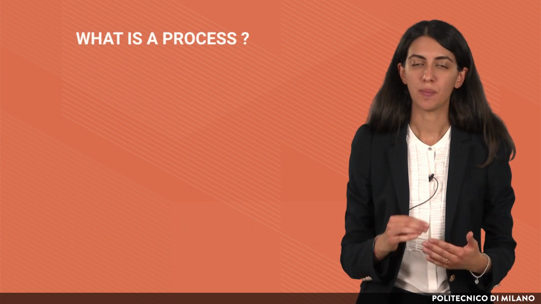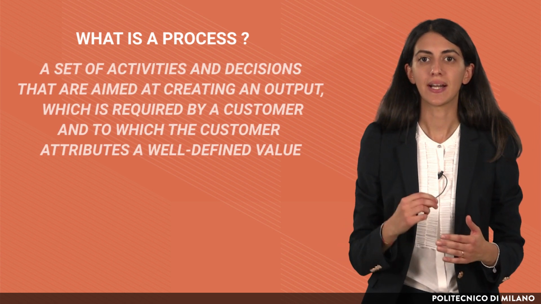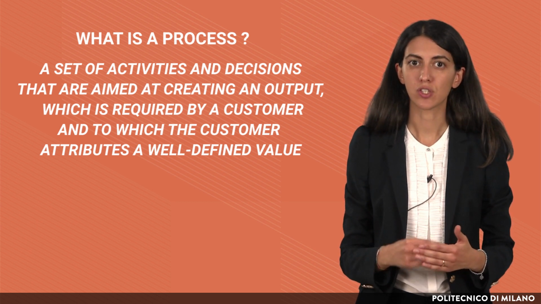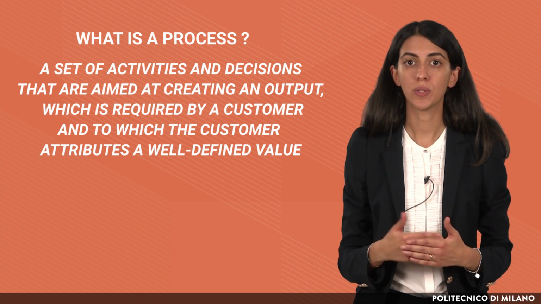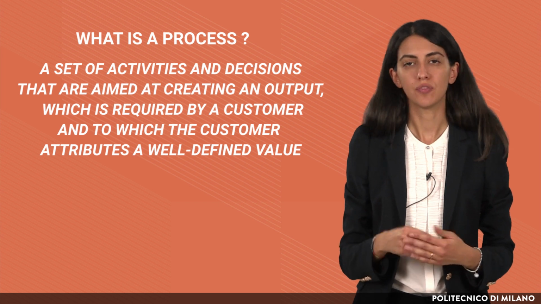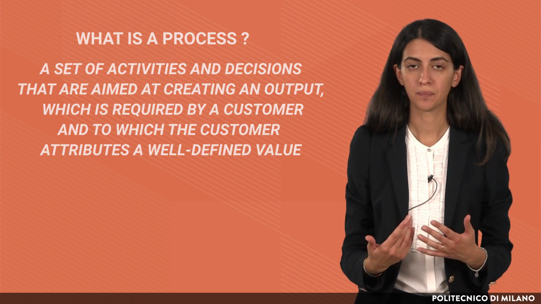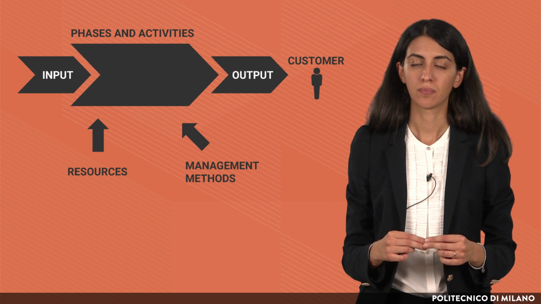But what is a process? A business process is defined as an organized set of activities and decisions that are aimed at creating an output which is required by a customer and to which this customer attributes a well-defined value. This value could be related to price, quality, time, or flexibility. The definition helps us in reflecting on the key elements of a process.